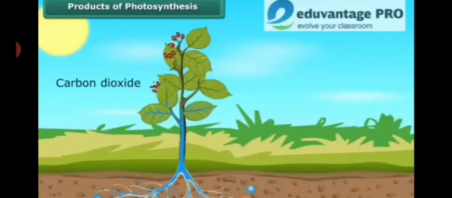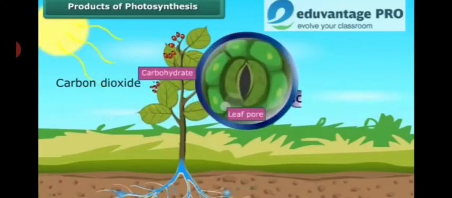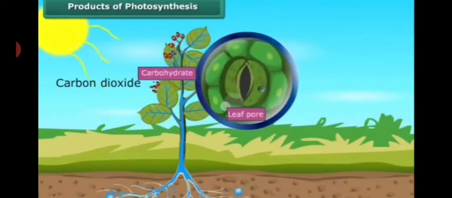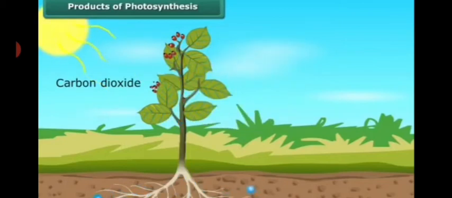So see, the plant receives the water and carbon dioxide, it goes to the leaf, right? And finally, carbon dioxide is taken in through the stomata. It is also known as the leaf pores.